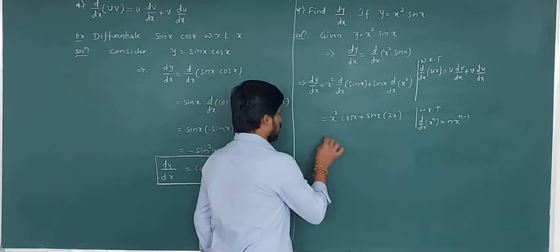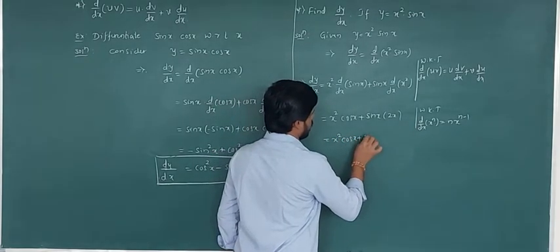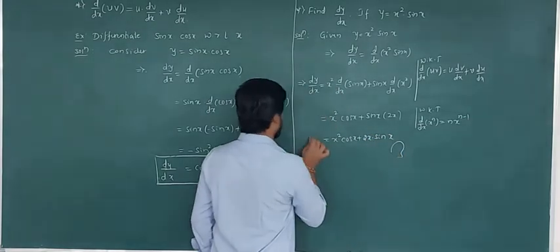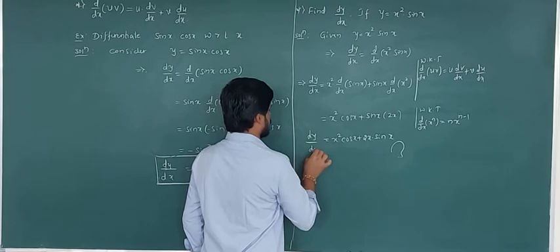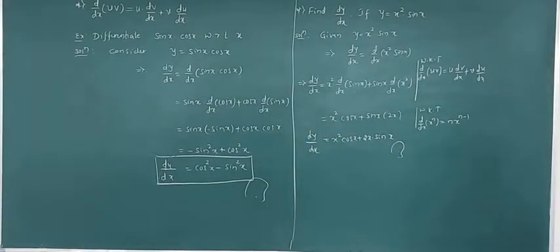So this is equal to x square into cos x plus 2x into sin x. This is our required solution, that is dy by dx equal to x square into cos x plus 2x into sin x. Note it down.